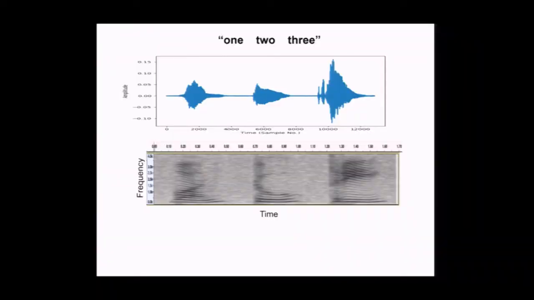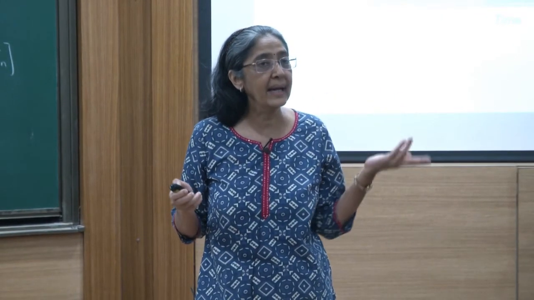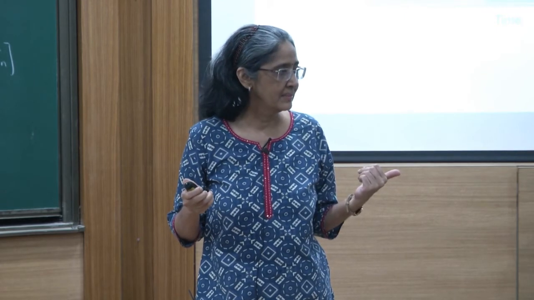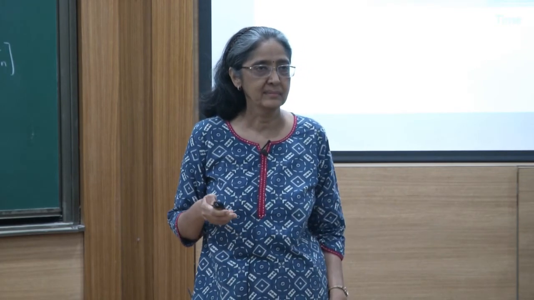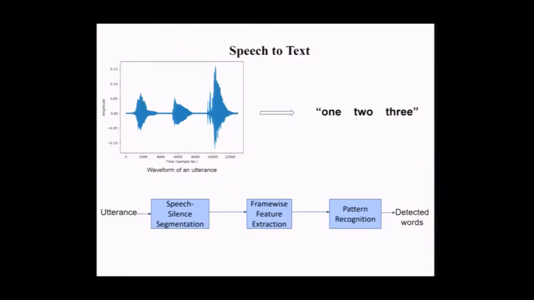Correct? Okay. So what we do, we take the signal and we slice it into narrow slices. We take a spectrum of each slice and then we try to do some pattern matching with already trained templates, to determine what is the underlying phone and eventually what is the underlying word. Right? So that's called frame-wise feature extraction, and then what I talked about is the pattern recognition.